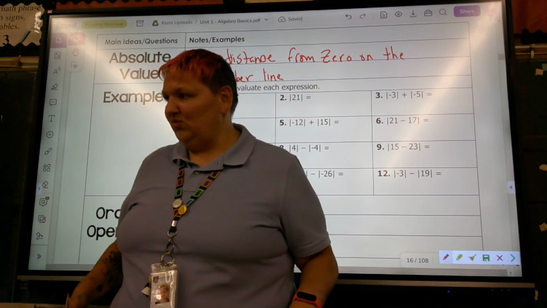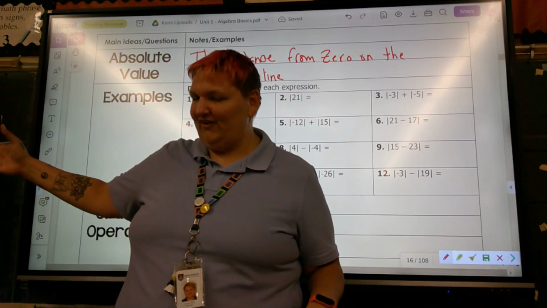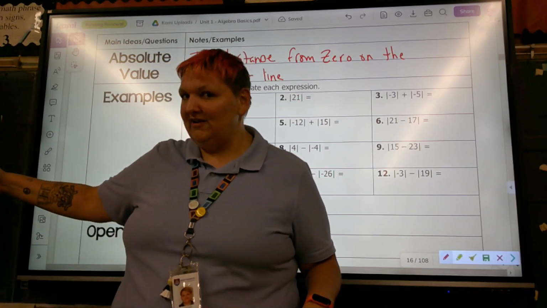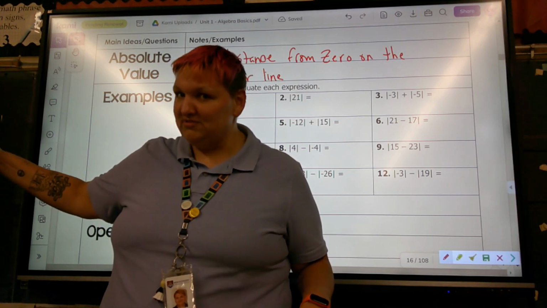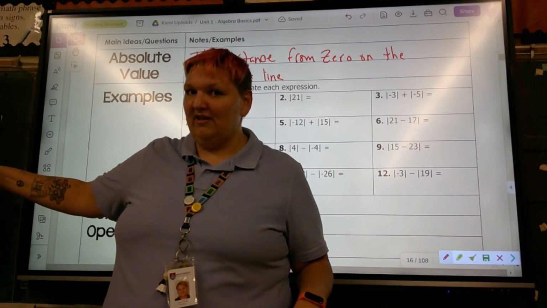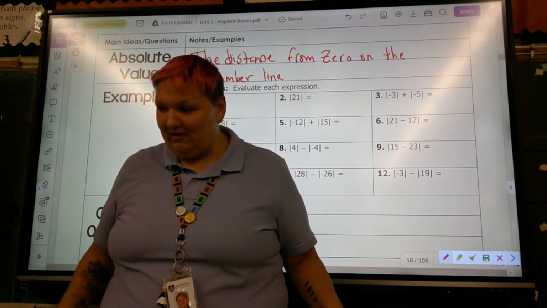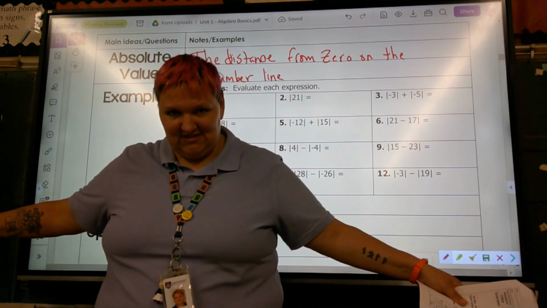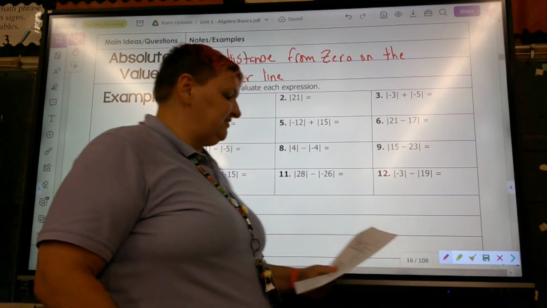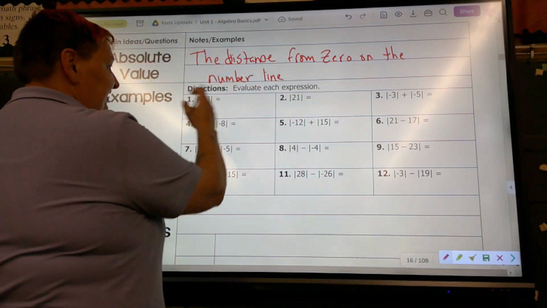And if they said, what is the absolute value of negative 5? Negative 5 is still 5 steps from 0. So the absolute value of negative 5 is still 5. It's talking about the absolute distance from 0, right? So let's look at that.